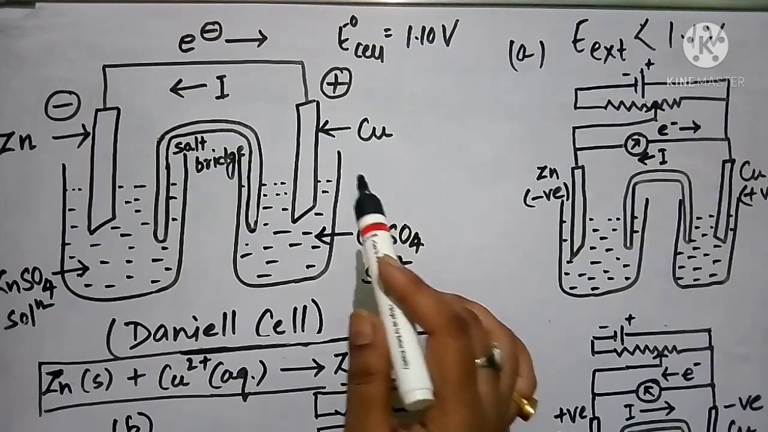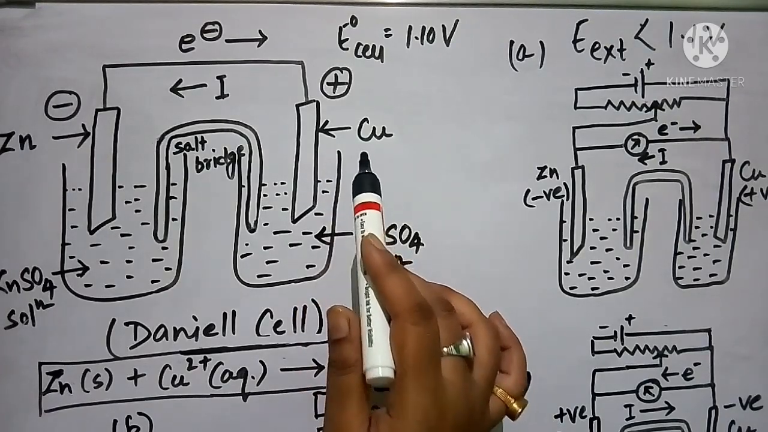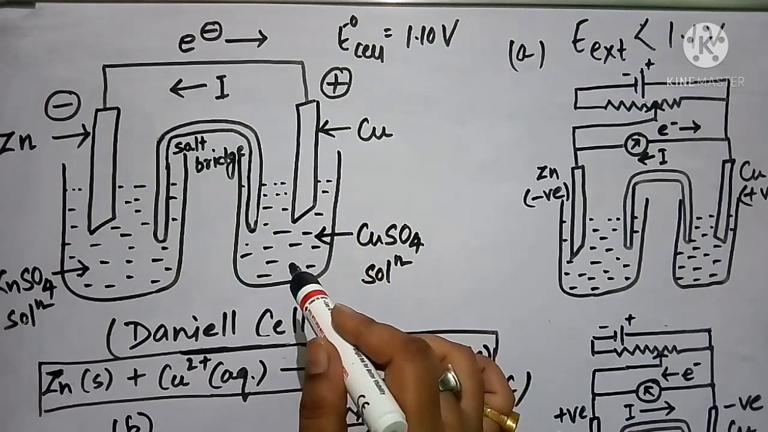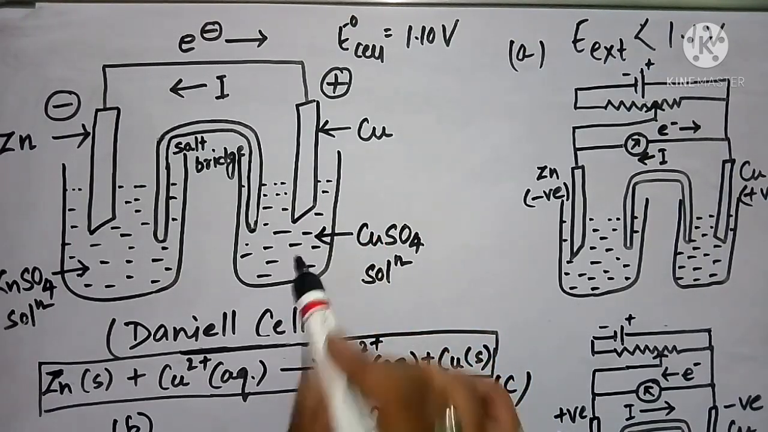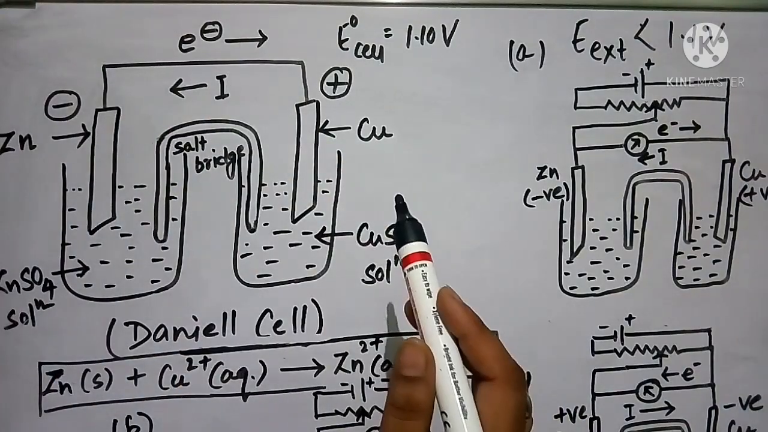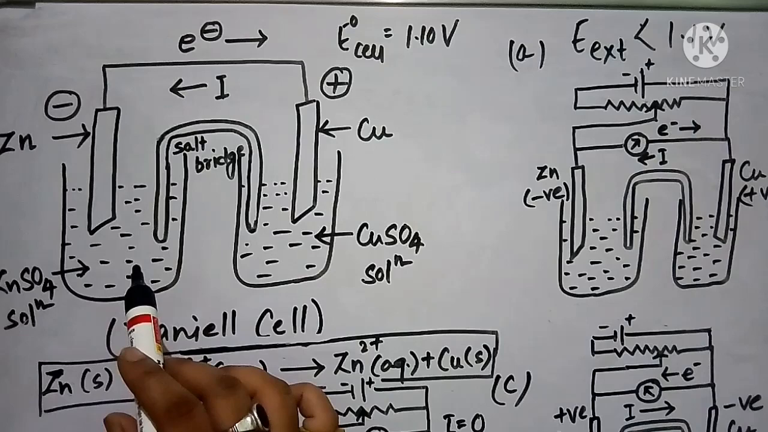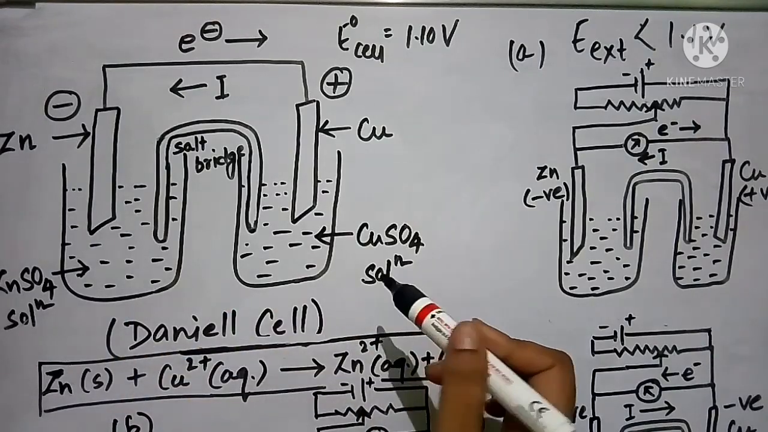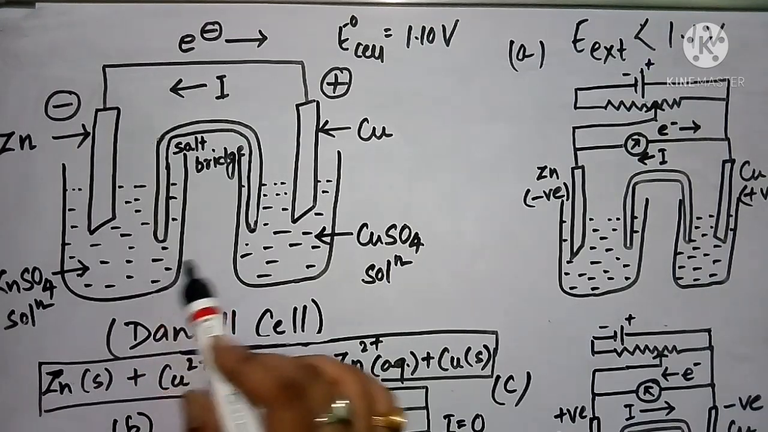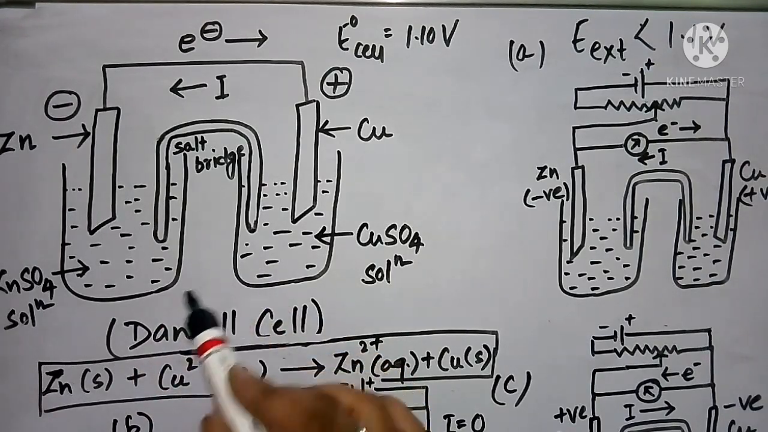So we can say that each electrode we have taken is dipped in its own salt solution. And we have connected both the electrodes through connecting wires, and both the electrolytes, the copper sulfate and zinc sulfate, through the salt bridge.